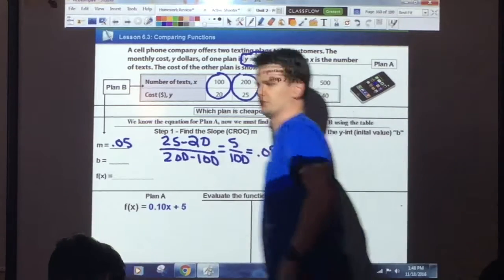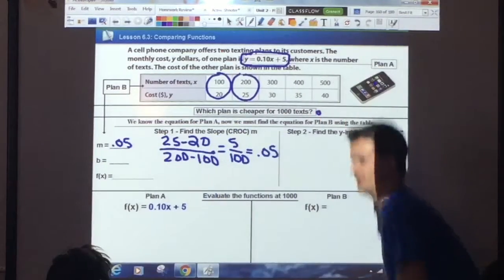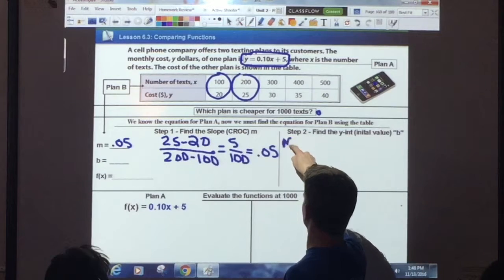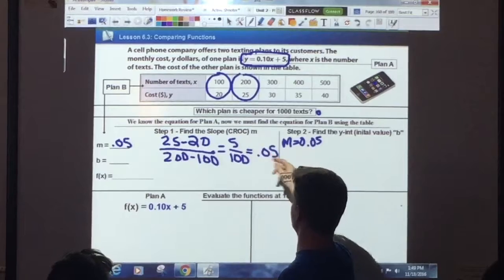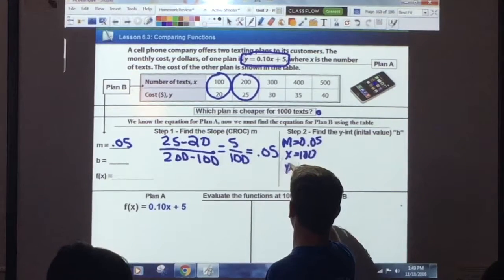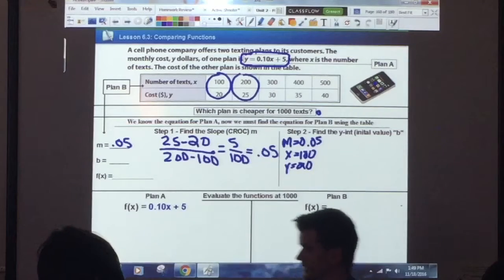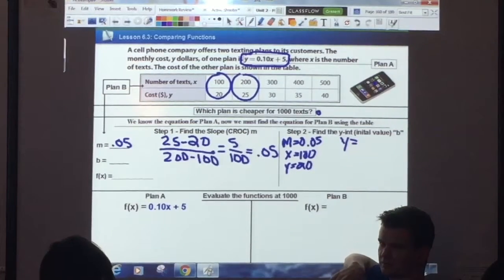Maria Herreros. Maria, to find the b, we know the m. What coordinate pair do you want to use for us to find the b? 100, 20. Okay, so x is 100, y is 20. Then I write my equation. Does it matter which coordinate pair we use for this? No.